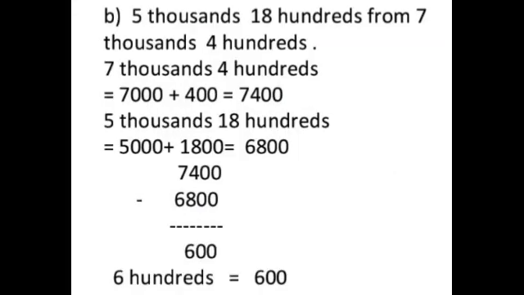Subtract 5,000 1800s from 7,400. 7,400 is greater. First we have to write 7,000 plus 400, that is 7,400, and here 5,000 plus 1,800, that is 6,800. When we subtract both the numbers, our answer will be 600.